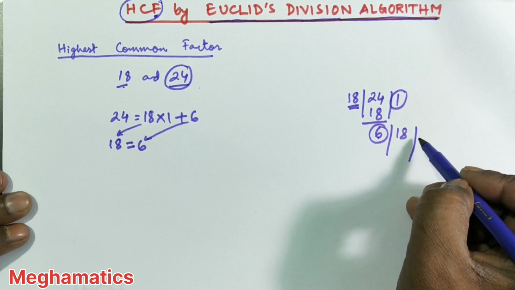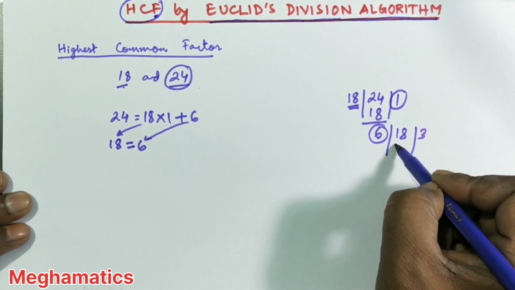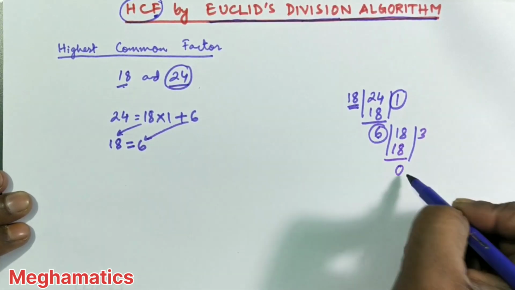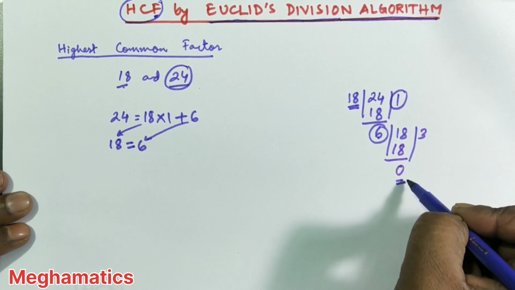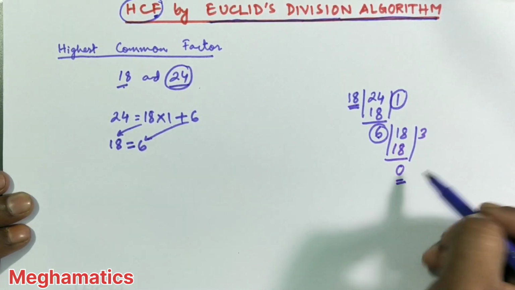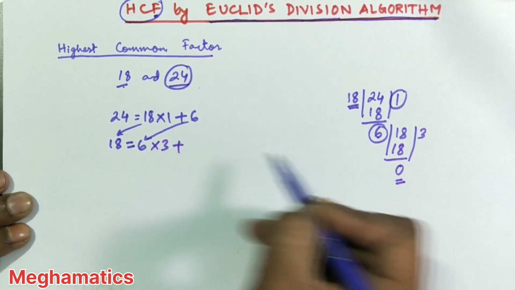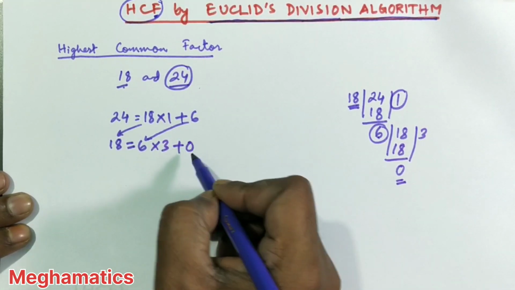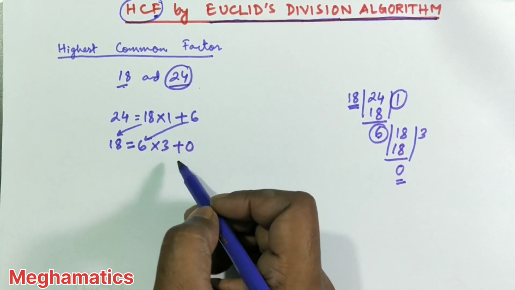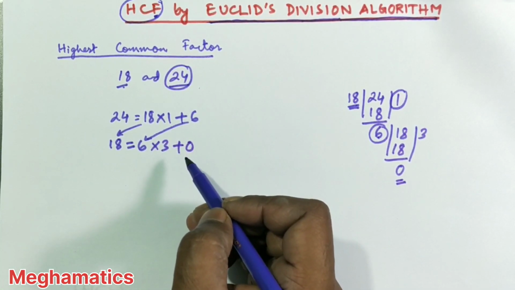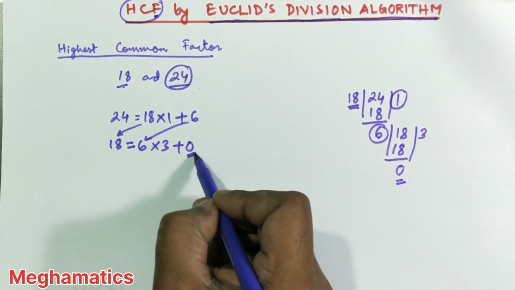If we divide 6 with 18, then we'll get 3 times, and 6 3s are 18, and the remainder is 0. Since we have got the remainder 0, we have to end up here. So 6 into how many times we have got? 3 times. So 3 plus, and the remainder is 0. So we have to keep on doing till the remainder comes 0.